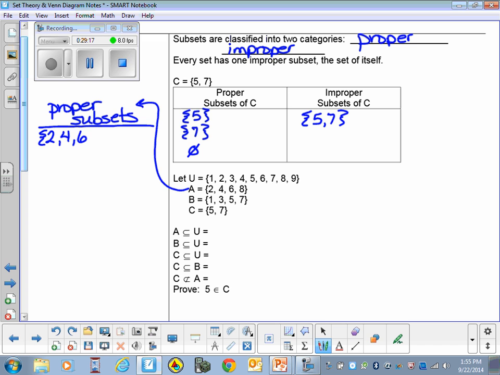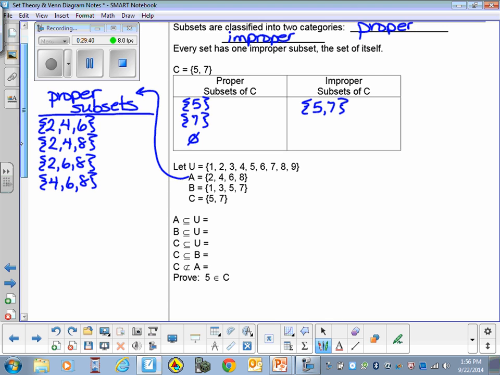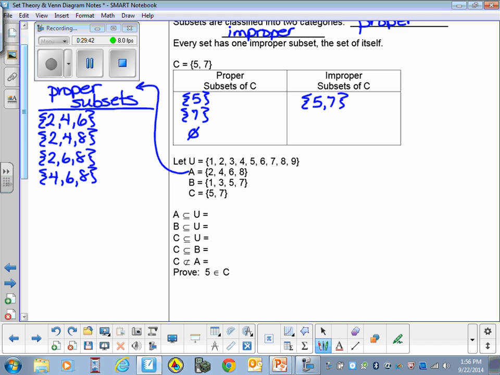So, 2, 4, 6. 2, 4, 8. 2, 6, 8. 4, 6, 8. Being very organized about how you approach this makes a huge difference. And that's all of my possibilities for 3s. Let's do 2s.